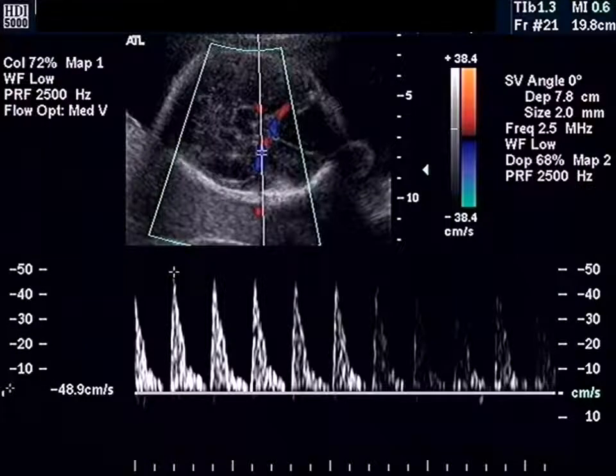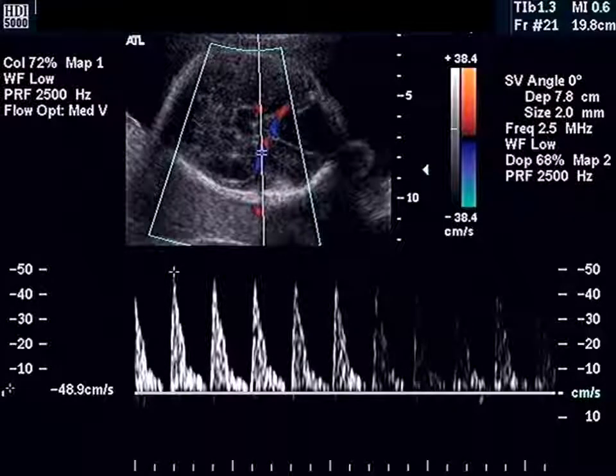What he found is that if he could get end on with the vessel, this is the circle of Willis with color Doppler, this is the middle cerebral artery, that's the Doppler window, he could measure the speed, the peak systolic velocity of that vessel. And from some animal work, he determined that the faster the blood moved, the lower the viscosity, and in fact, the more anemic the fetus.